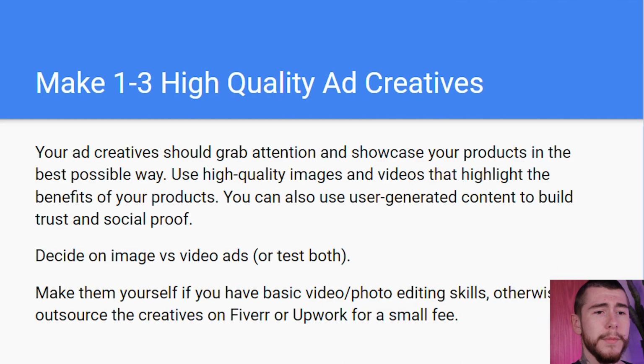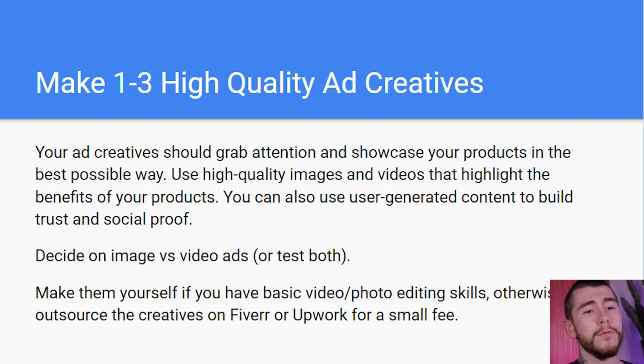Moving on, you guys need to make 1 to 3 high quality ad creatives. So we just talked about the ad set level, defining your audiences and everything there so you guys aren't wasting your budget targeting the wrong people. Now we need to talk about the actual ad creatives you're putting in front of these people. These are your images or your videos. This is the actual ad itself minus the ad copy. Your ad creative should grab attention and showcase your products in the best possible way. Use high quality images and videos that highlight the benefits of your products. You can also use UGC or user generated content to build trust and social proof with your audience.